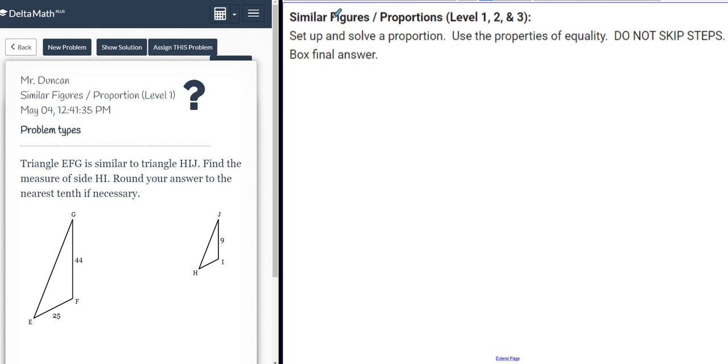Similar figures, proportions, levels 1, 2, and 3. Set up and solve a proportion. Use the properties of equality. Do not skip steps. Box final answer.